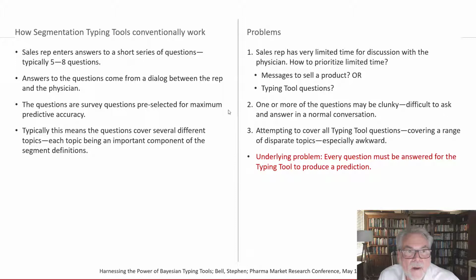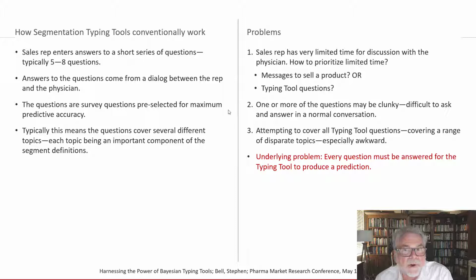Second, sometimes one or more of the questions may be clunky, awkward. Remember, they're coming from an online survey. In online surveys, sometimes the most powerfully predictive questions will be in formats that don't translate well to a conversation. Sometimes a topic may not be all that suitable for a free-flowing, open, candid conversation. And so that's the second problem, awkward or clunky questions.